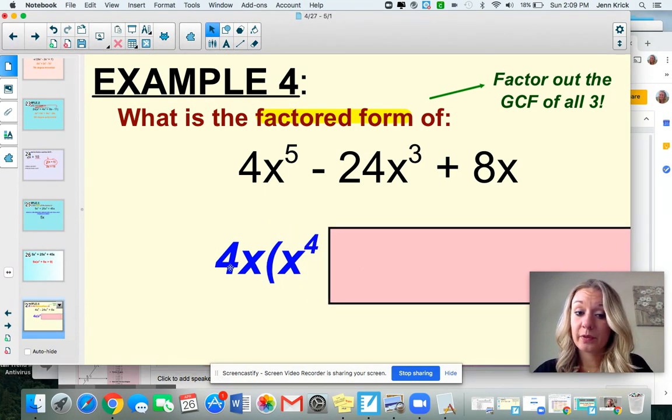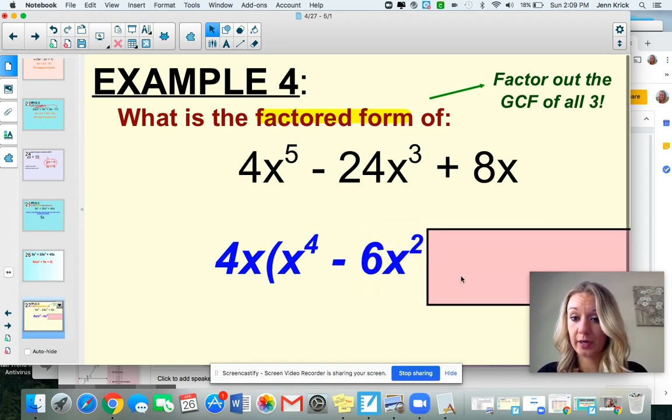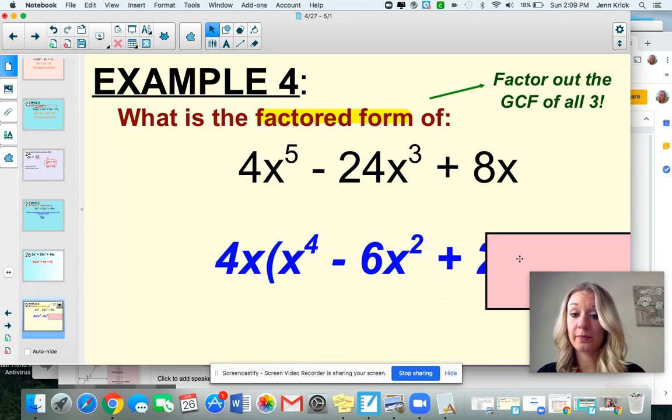To get from 4 to negative 24, I know I'll need to multiply by negative 6. And then to get from x to x to the third, I know I'll need 2 more x's. So all in all, it'll be minus 6x squared. And then to get from 4x to 8x, I just need to multiply by 2. So it'll be plus 2.